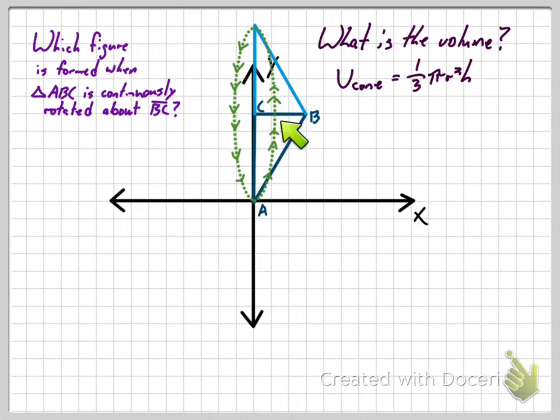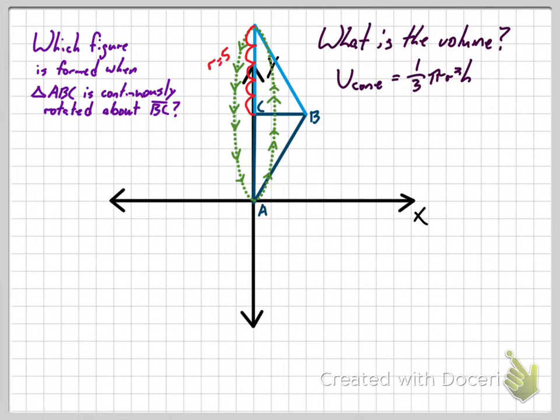Now, a lot of you decided to rotate it this way, and some of you called this a pyramid. Again, if something's being rotated continuously, the first thing we should think about is a circle. So those were the two most common mistakes I saw. Some students thought this would be a pyramid. Some thought it would be a cone going the other way, and we'll talk about that. And some actually thought it was going to be a hemisphere. I can see that too, but it is a cone.